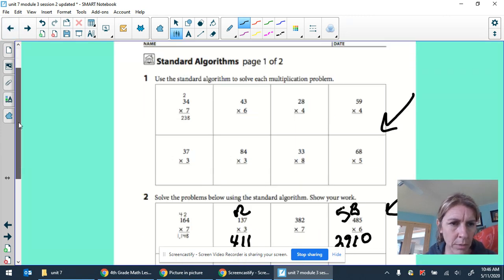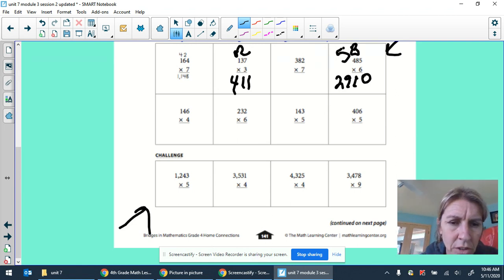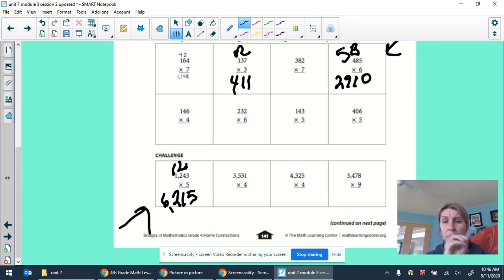Okay, let's do one more down below where it's 4 digits up top. And again, you just move right to left. So let's look at this first one, this challenge. 5 times 3 is 15. Carry the 1. 5 times 4 is 20, plus the 1 is 21. Carry the 2. 5 times 2 is 10, plus 2 more is 12. Carry the 1. 5 times 1 is 5, plus 1 more is 6. The answer is 6,215. And all I did was move.